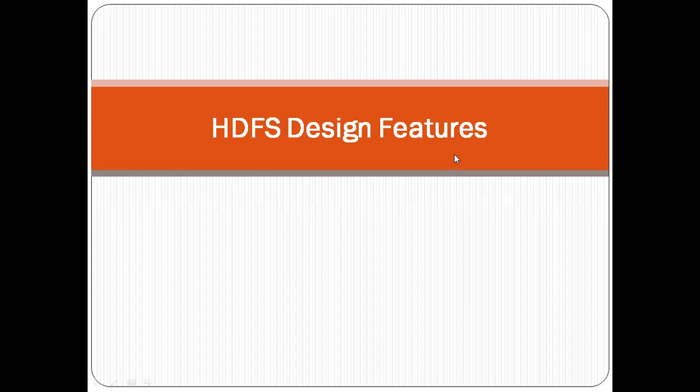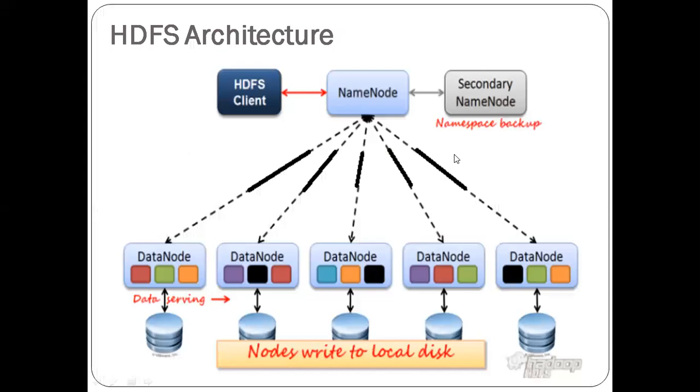Hello friends, today I'll give the introduction about the HDFS design features. Before looking at the features, I'll give a brief introduction about the HDFS architecture. The HDFS architecture contains four main components, four main blocks: HDFS client, name node, data node and secondary name node.